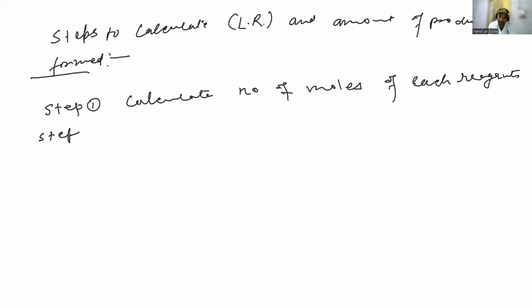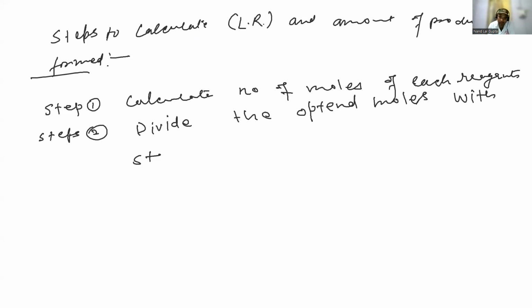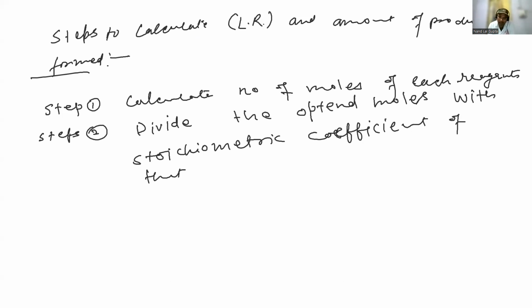Step number two: divide the obtained moles with the stoichiometric coefficient of that element. You have to divide by the coefficient of that element.